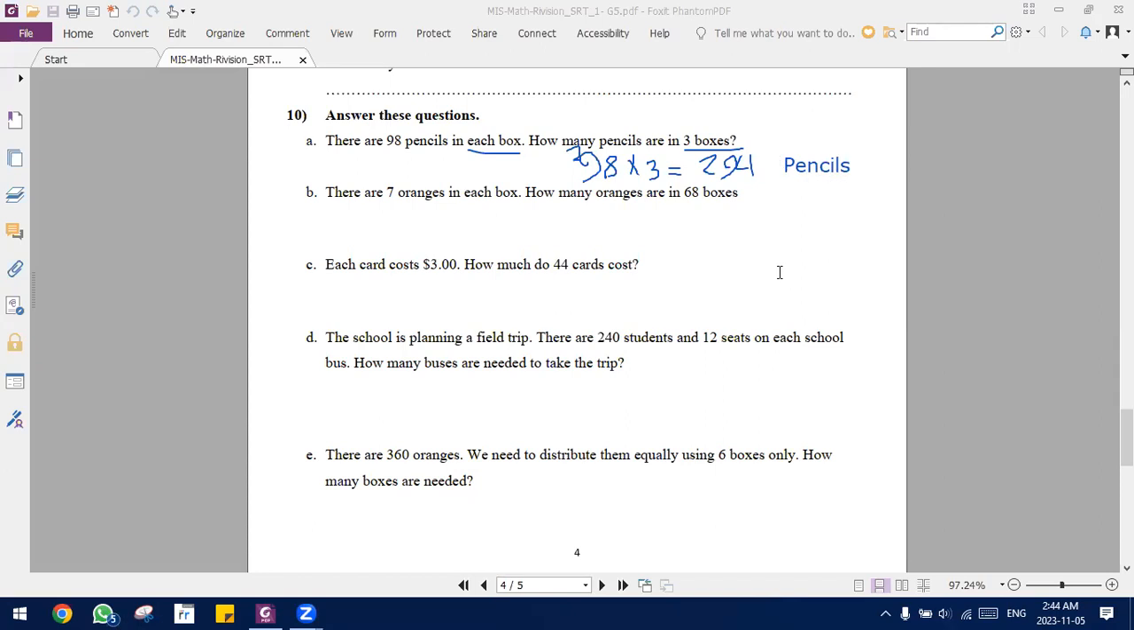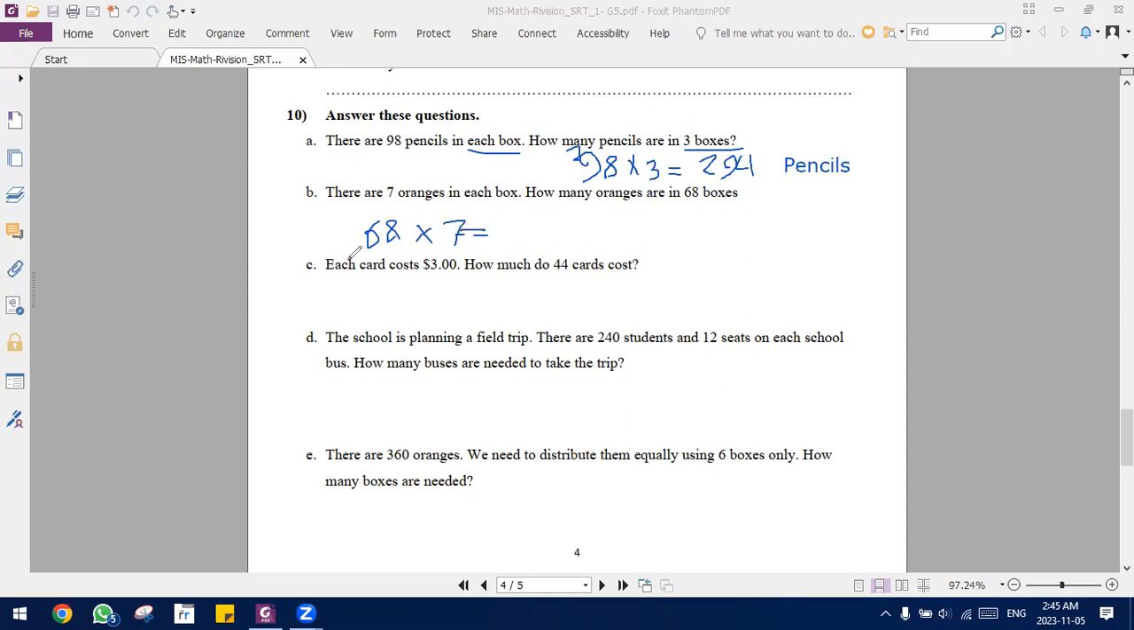Now part B. They said there are 7 oranges in each box. How many oranges are there in 68 boxes? So again, there's 7 in one box. How many oranges are in 68 boxes? So we have to multiply again. So 68 boxes, and each one of them includes 7.